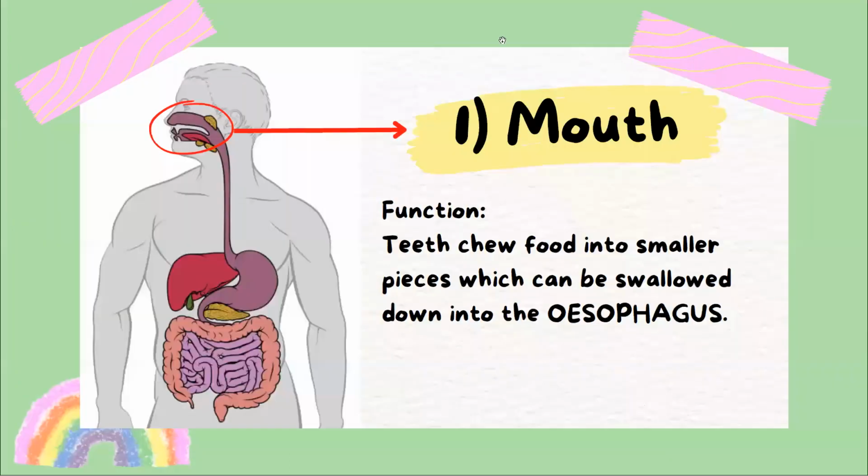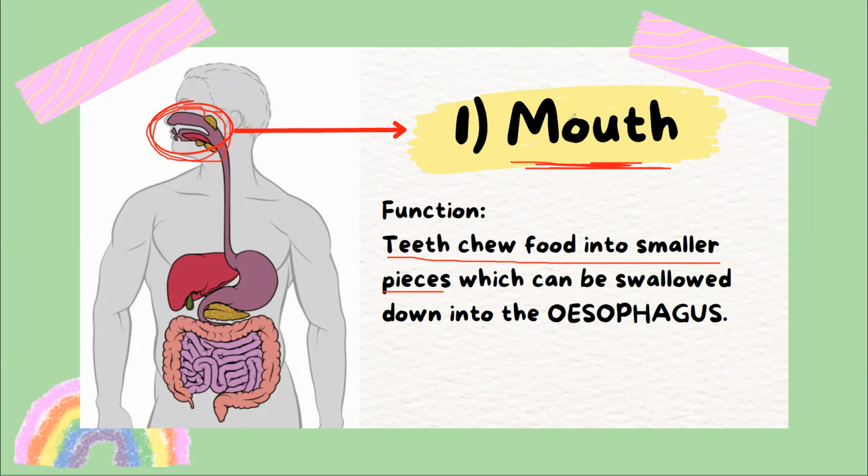Let's try to identify each part of the human digestive system and its function for each of them. Number one, it starts with the mouth. Very good. As you can see here, it has been circled. In the mouth, teeth chew food into smaller pieces which can be swallowed down into the esophagus. So the main highlight here is teeth chew food into smaller pieces.